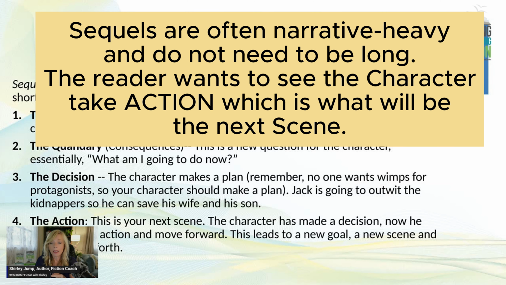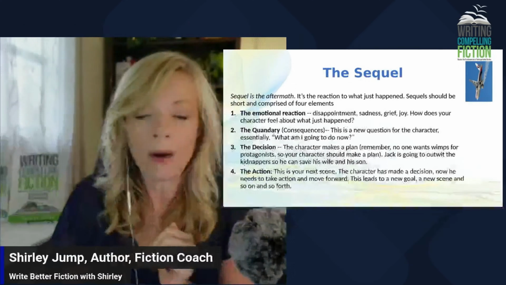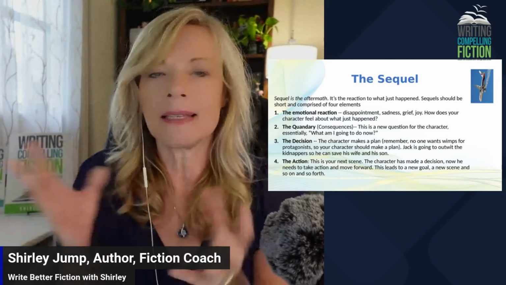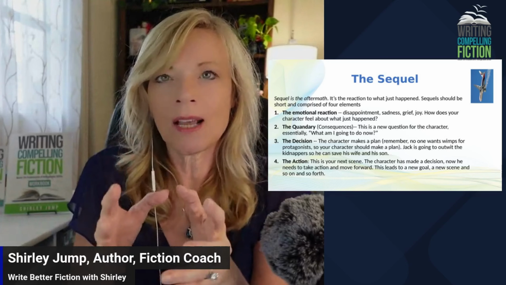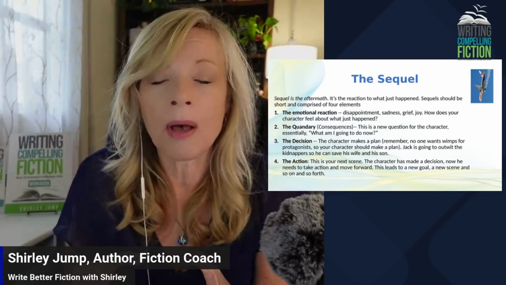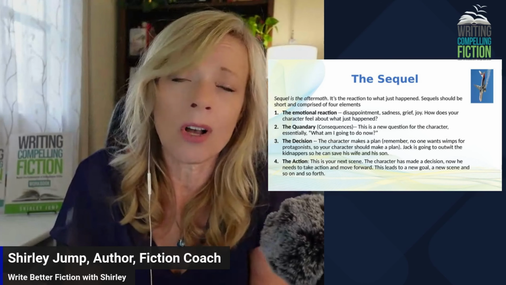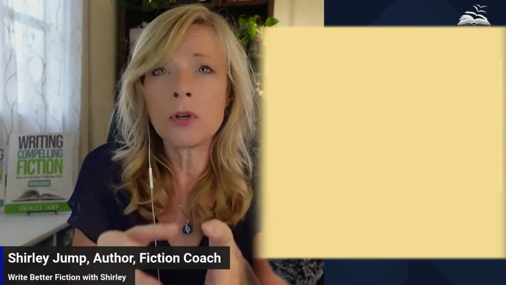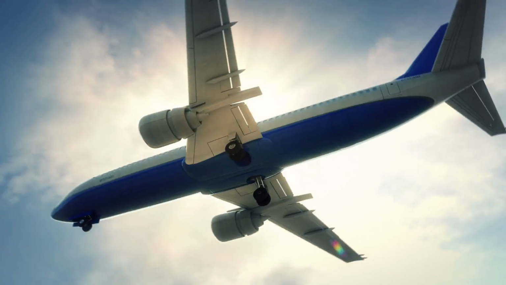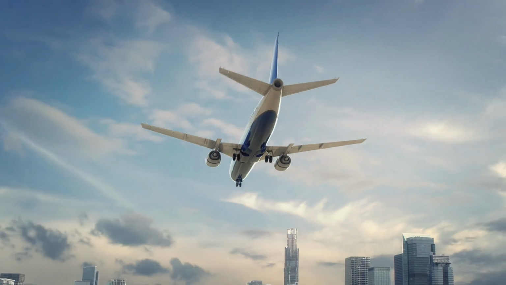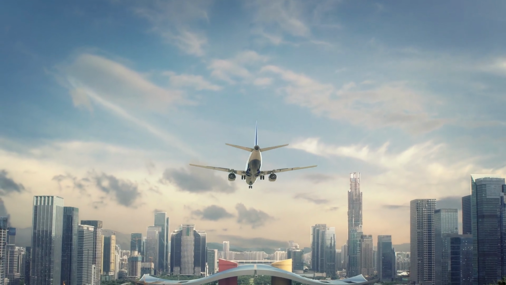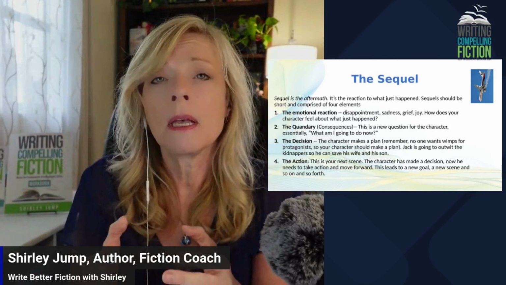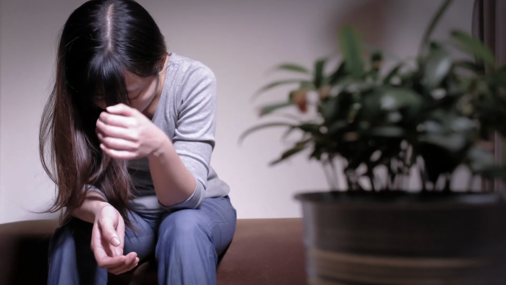So I've got a picture here of a plane going down, because one of the examples that I read before about sequels was about a stewardess that has to take over in the cockpit when the pilot passes out or dies. And so she has to take over, and the plane's going down. She doesn't have a whole lot of time to think about it. She has seconds to make a decision, or they're all going to crash and die. So she's like, oh crap, what do I do? I don't know how to drive a plane. Well, I'm going to try. So her emotional reaction, oh crap, what am I going to do, is her quandary. I don't know how to drive a plane, that's the conflict in there. I'm going to try it anyways is her decision and her new action. So she gets behind the throttle and starts driving the plane. So that is how your sequel happens. You want it to be short because remember what I said in the beginning, the scene is action and the sequel is reaction.